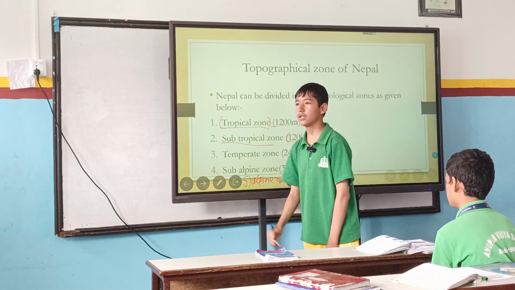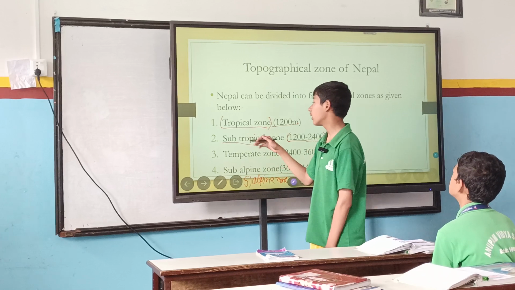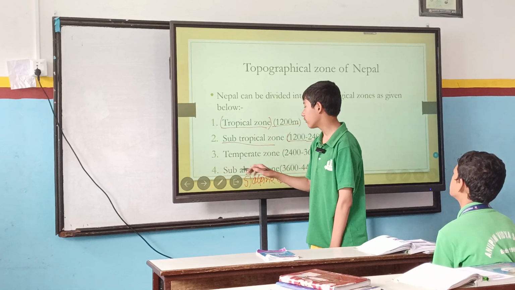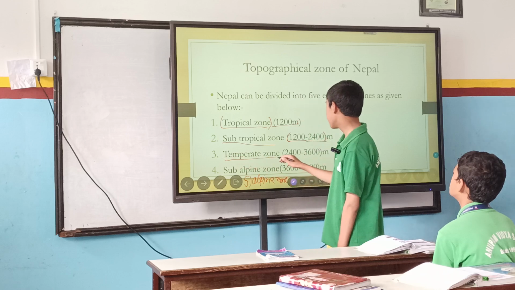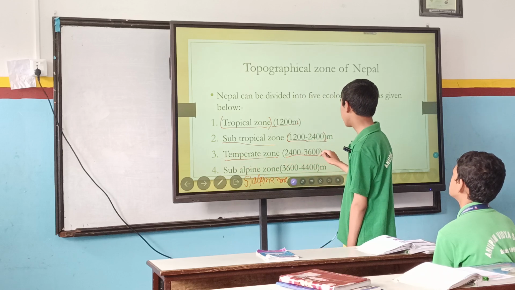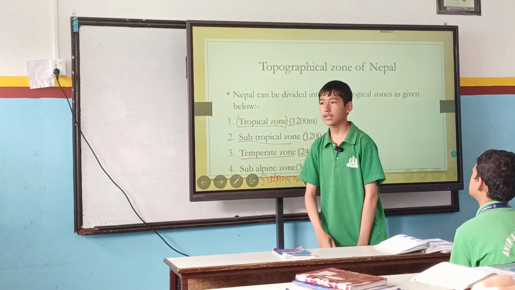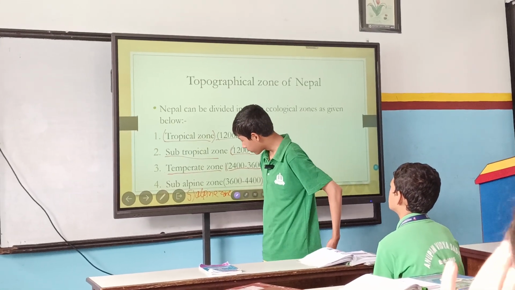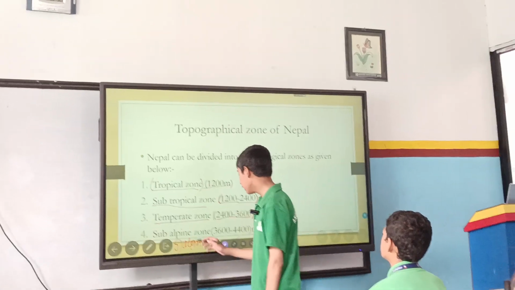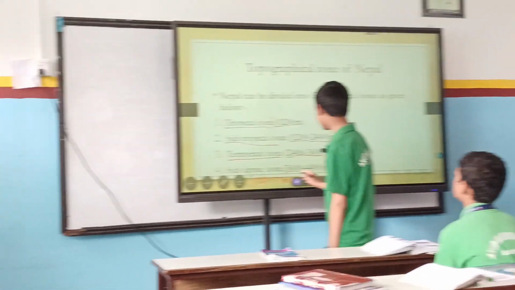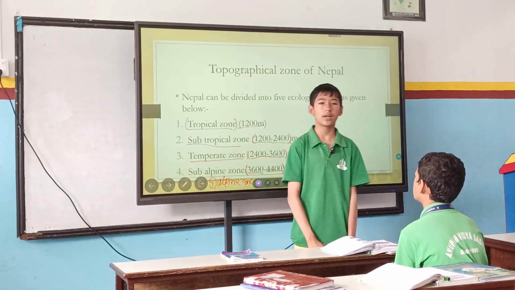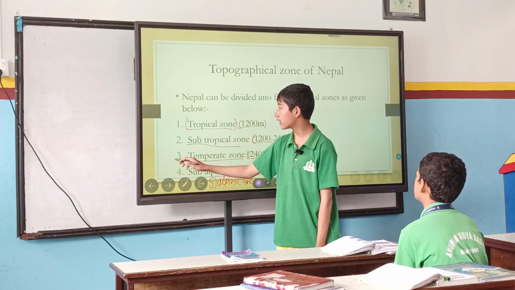The temperature here is similar to the tropical zone, but it is a little colder than it. Then it's given about the temperate zone, which is 2400 to 3600 meter of altitude, which says that it is the normal temperature zone. In the fourth point, it's given about the subalpine zone. The subalpine zone is from 3600 to 4400 meter, which lies in the Himalaya region. So it is colder than all of the three.